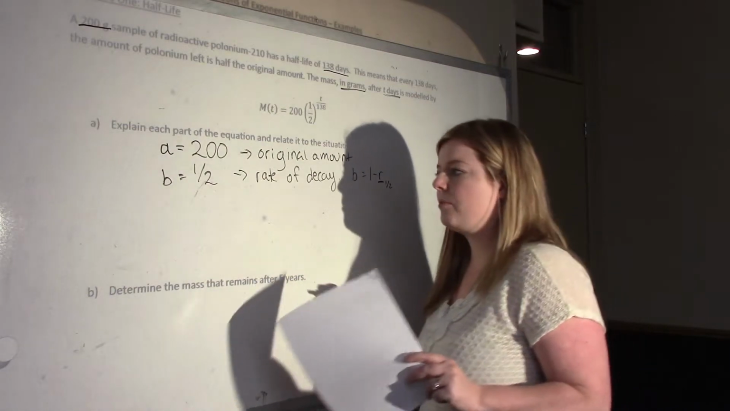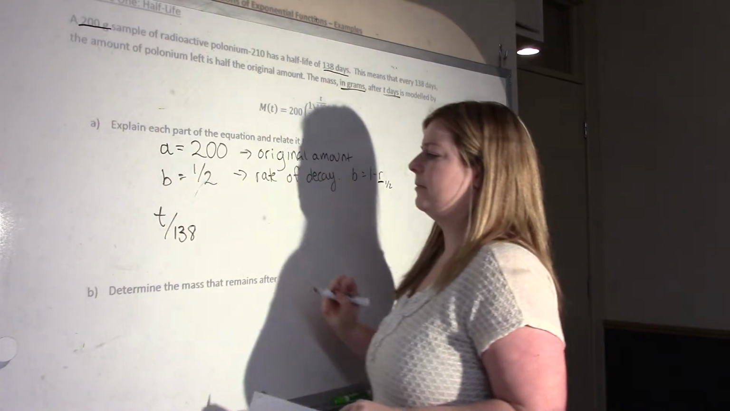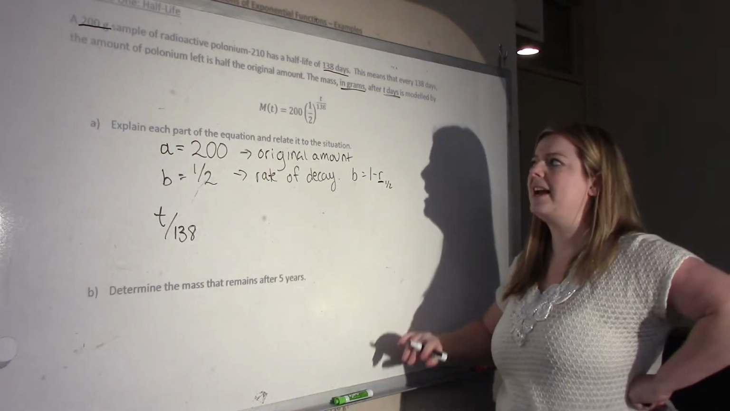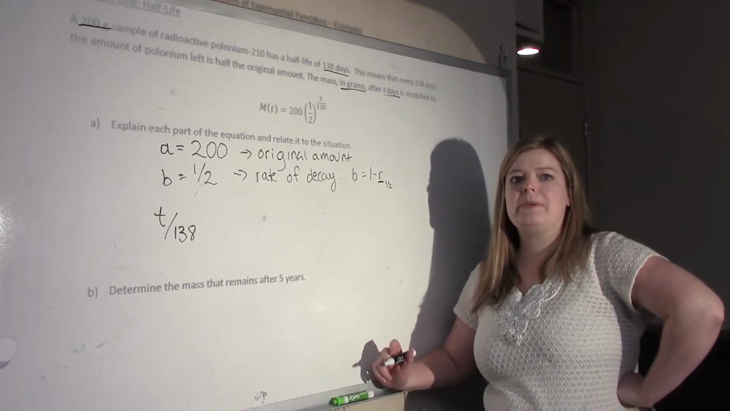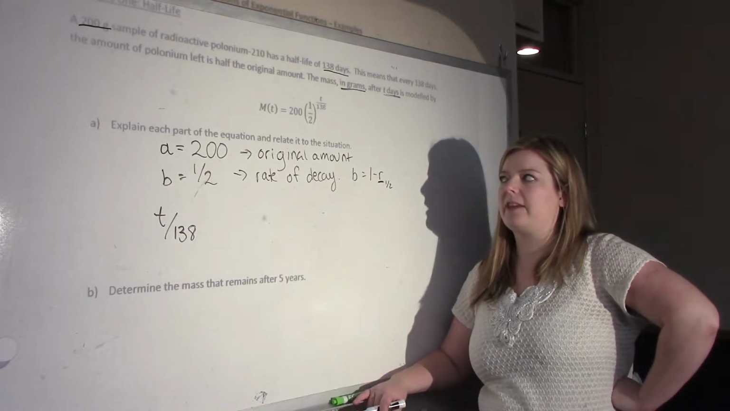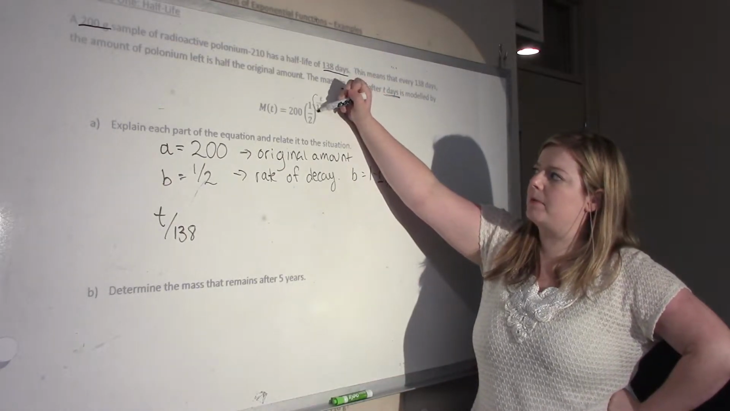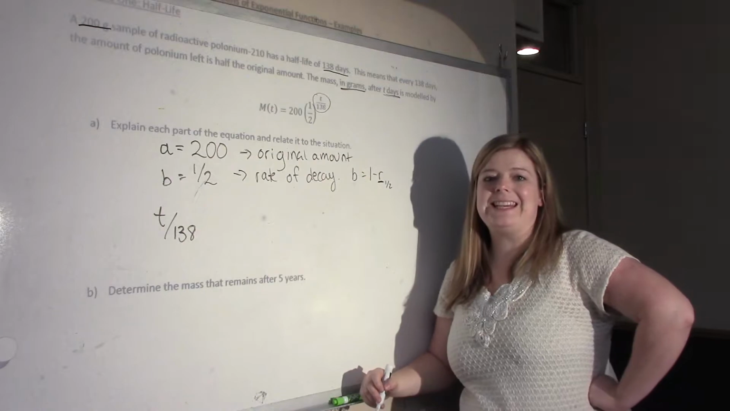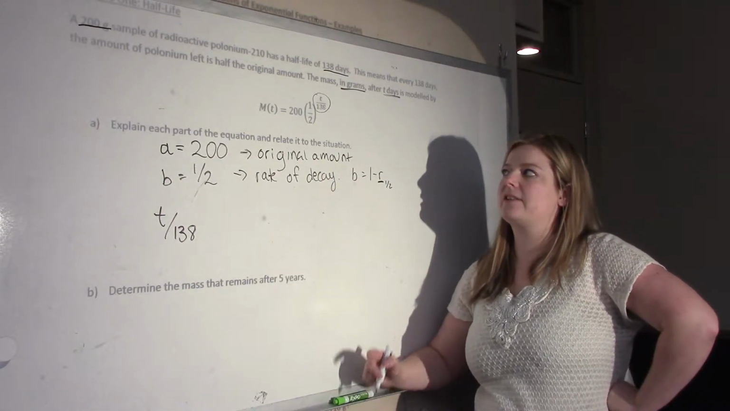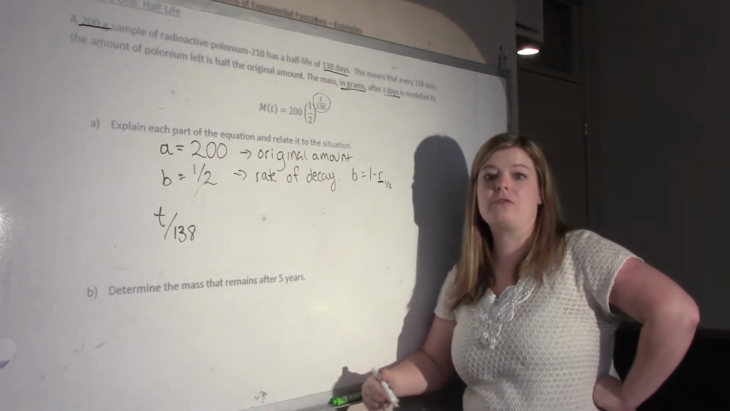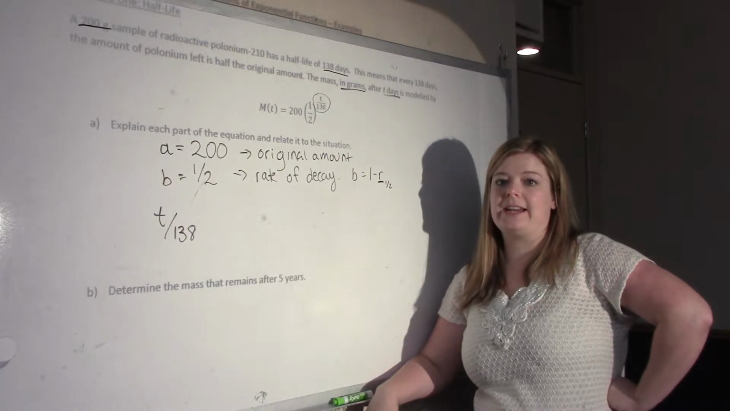Now the T over 138 might be giving you a bit of some questions. Why isn't it just T? Why is it T over 138? Well, let me explain this to you first before I write anything. This is the number of doubling periods, but you want to put T in days. So it takes 138 days for this half to run its course. For it to truly be at 50%, it takes 138 days.